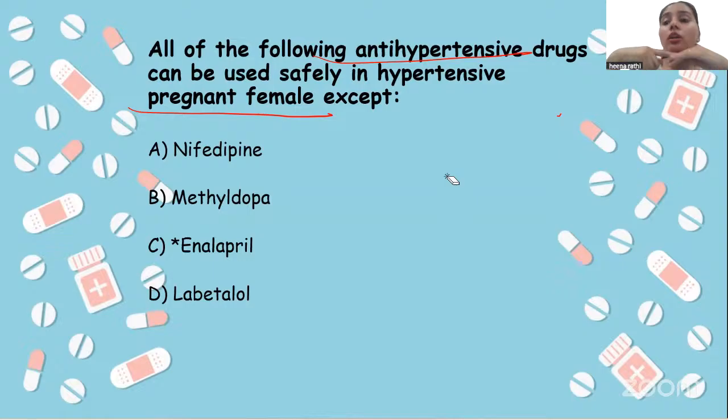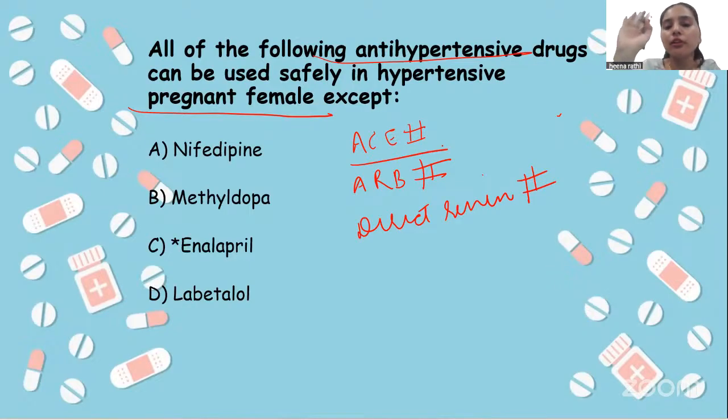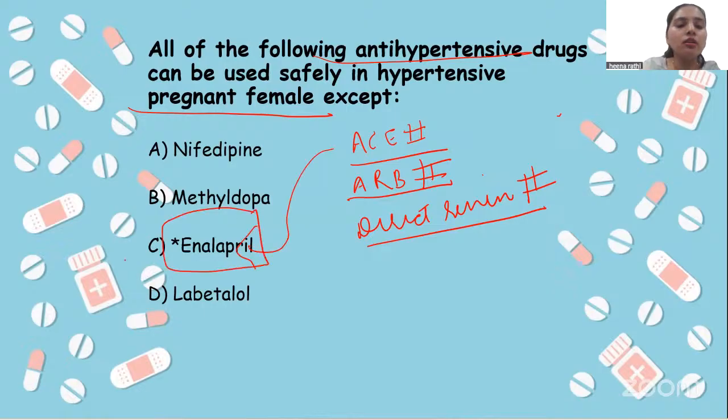So what drugs cannot be given to a pregnant female? ACE inhibitors cannot be given. ARBs cannot be given. Direct renin inhibitors cannot be given. ACE inhibitors like captopril and enalapril cannot be given. ARBs like losartan and telmisartan cannot be given. Direct renin inhibitors like aliskiren cannot be given. So in this question, enalapril is the correct answer. Nifedipine, methyldopa, and labetalol can be given.